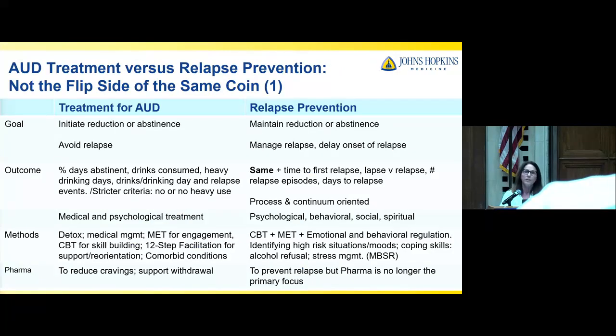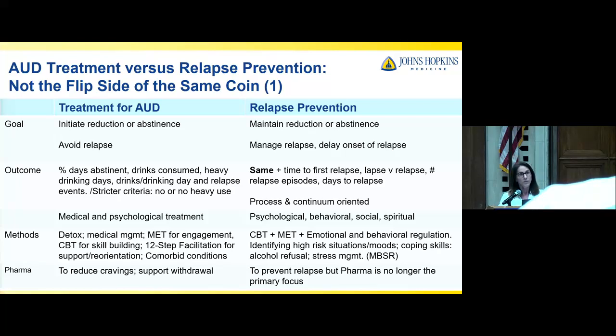A couple words about the difference between AUD treatment and relapse prevention. They're not the same, and I've made a list of all the different ways, and I could talk a whole lecture on that, but I won't. But treatment for AUD is about stopping. Treatment for relapse prevention is about maintaining low-risk use or remission or abstinence. And both of those definitions are now acceptable. It used to be abstinence only.